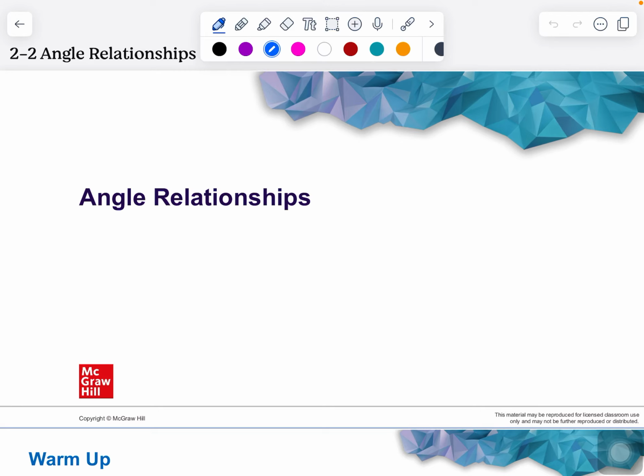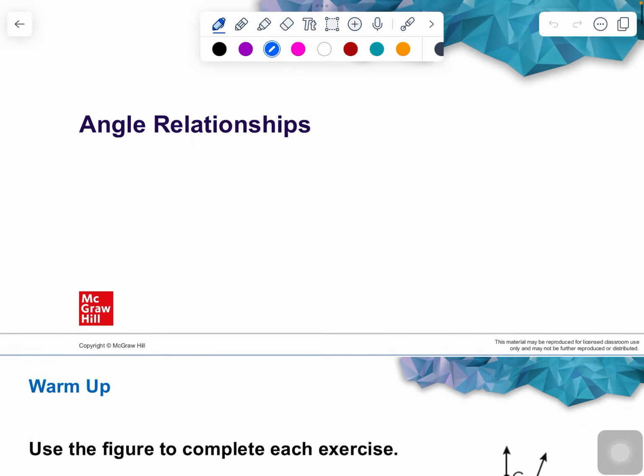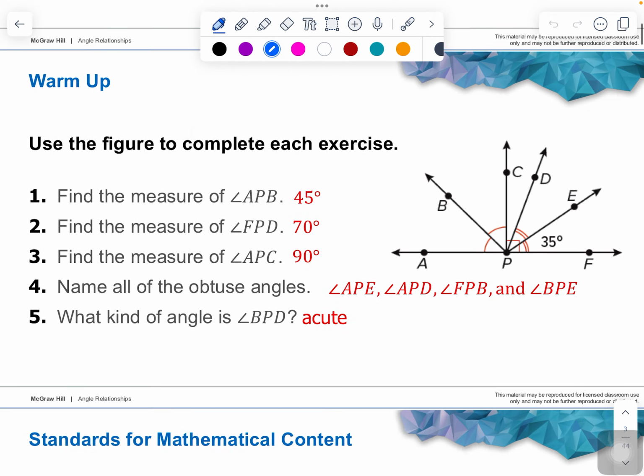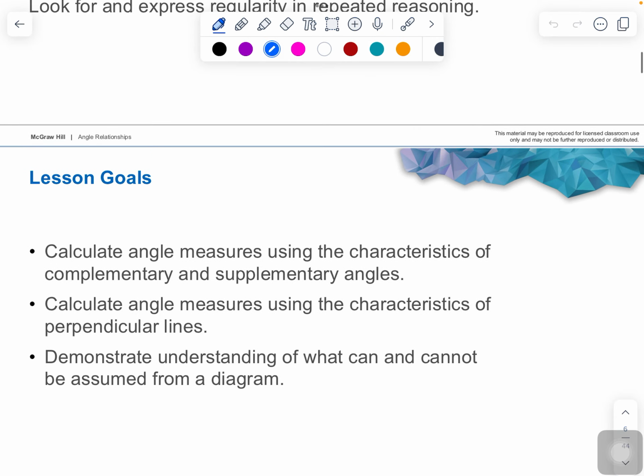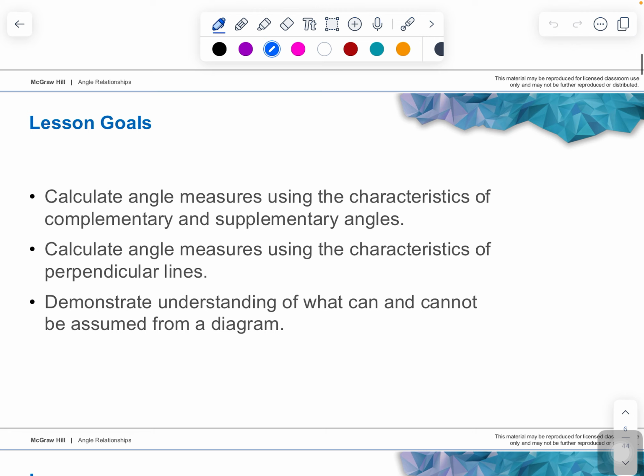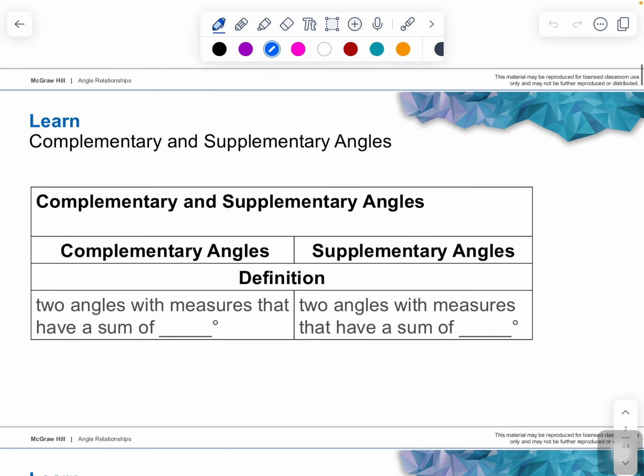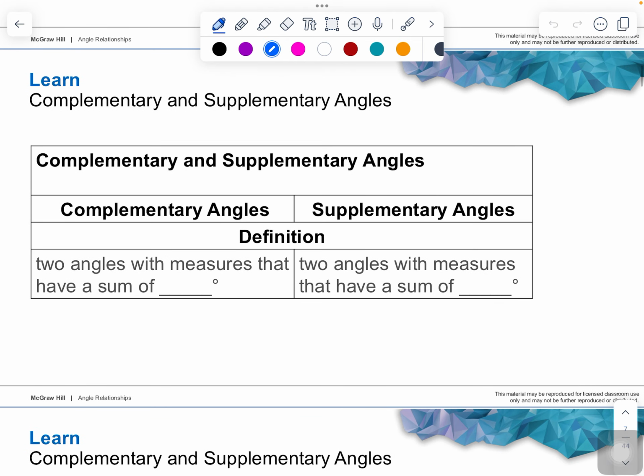All right, we're starting 2-2 angle relationships, and we're going to skip past the warm-ups here and jump into complementary, supplementary, and perpendicular. So on your notes, you should be on probably page 10, and it should start with 2-2 angle relationships. So complementary and supplementary angles.